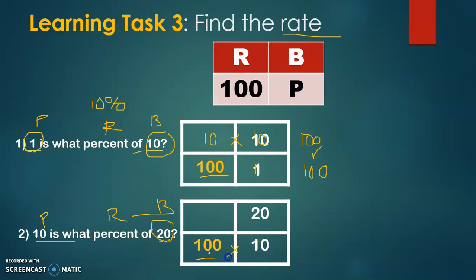Okay, that is 100 kasi ito may partner, 100 times 10, that is just 1,000. Okay, so 1,000 ngayon, divided by dito sa 20, 1,000 divided by 20, the answer is 50. Okay? 50. So, 10 is 50. Since rate ang sagot natin, lalagyan mo ng percent sign. So, 10 is 50% of 20.